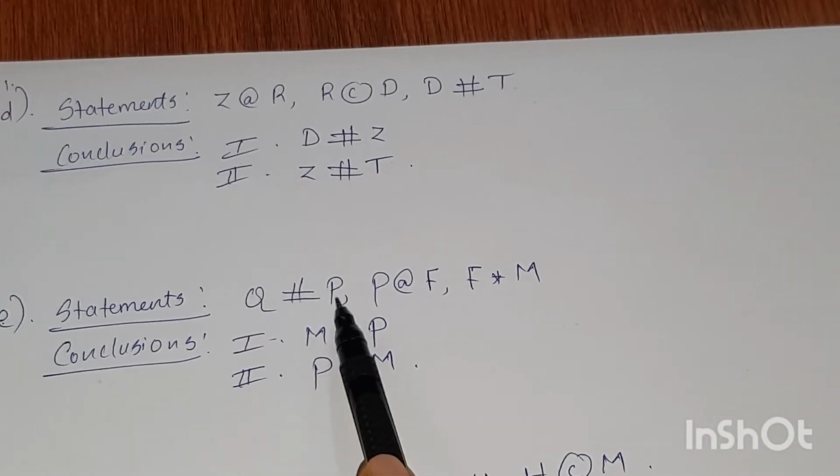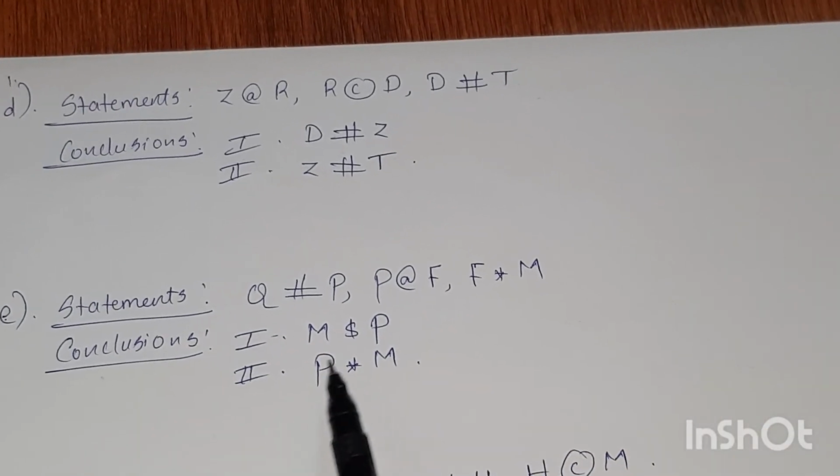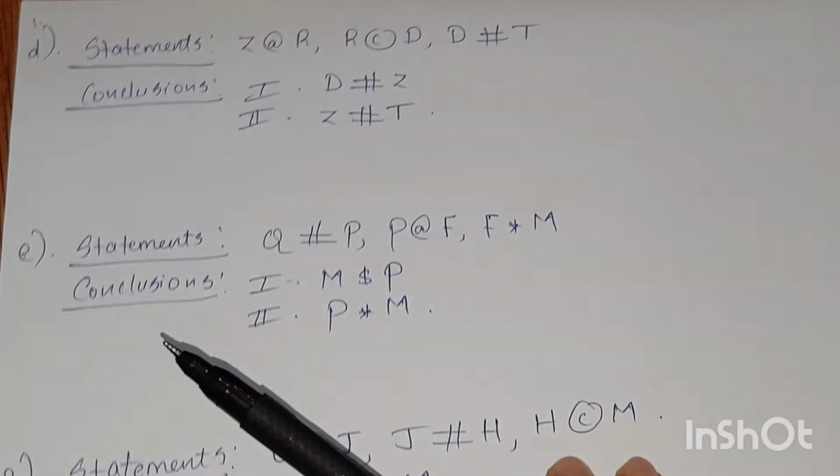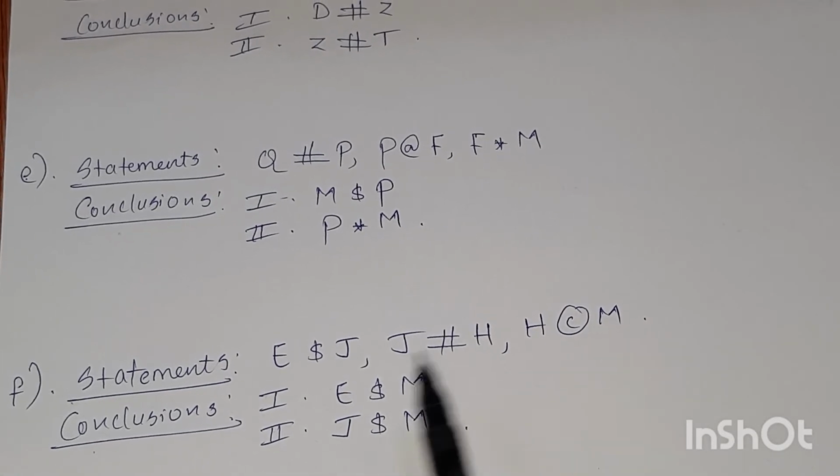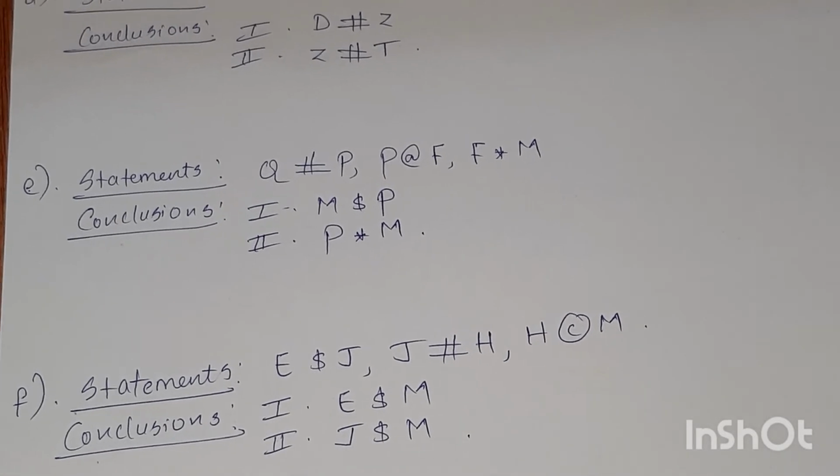Fifth one, statements: Q hash P, P at the rate F, F star M. And the conclusions are M dollar P, P star M. Sixth one, statements: E dollar J, J hash H, H copyright M. Conclusions: E dollar M, J dollar M.